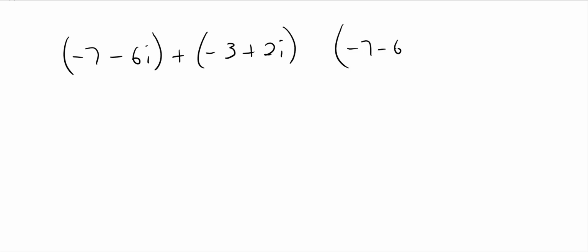Negative 7 minus 6i plus negative 3 plus 2i. Okay, we're going to do the exact same one, but we're going to do that now with minus in between, just to show you. So exactly the same thing, except this one is plus and this one is minus. Okay, super easy to do. Okay, so let's do it.